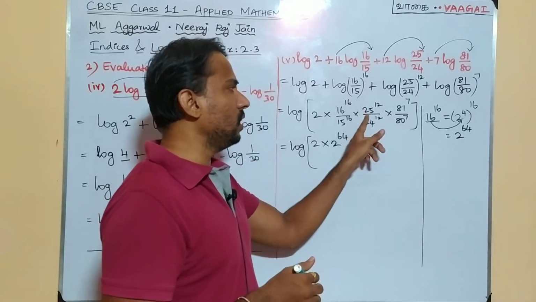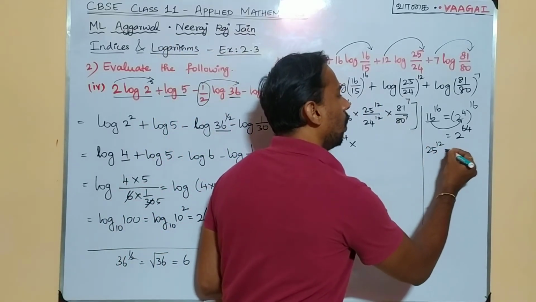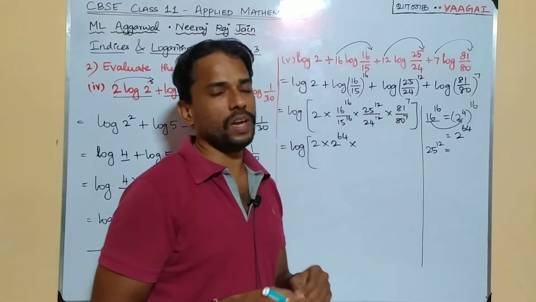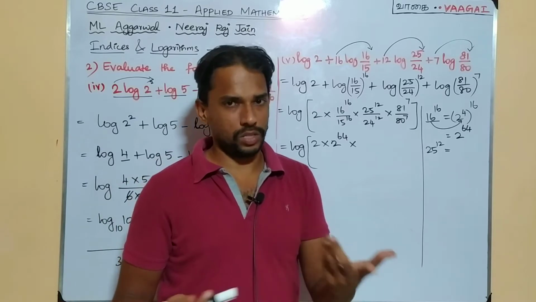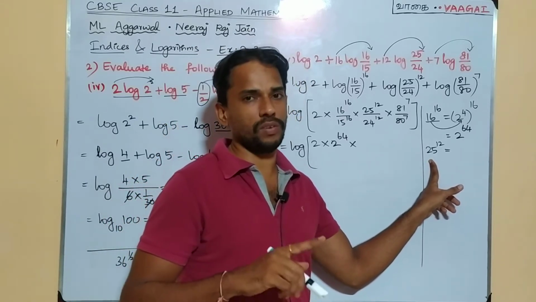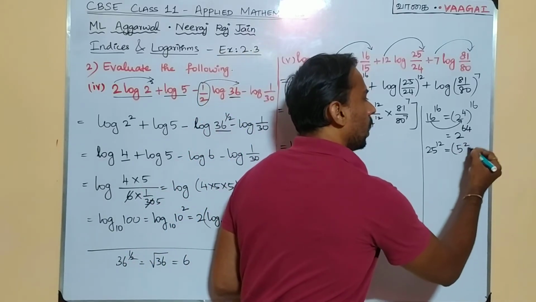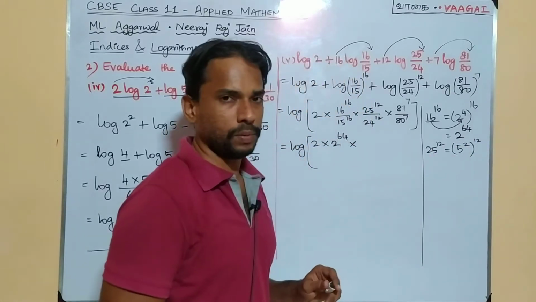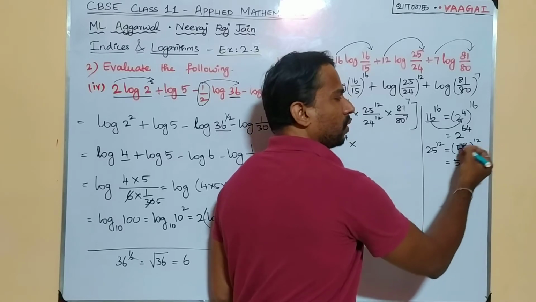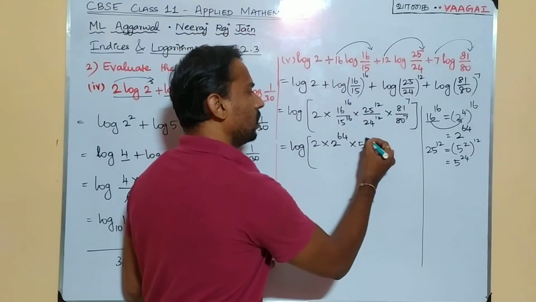Now next we have 25 power 12. Let's try to rewrite this also. How can you rewrite this? Think of 25 as what? 25 can be written as 5 square. Is it or not? If I think of a lesser number to write as a power, I can have 5 square. So 25 can be written as 5 square, again raised to power 12. So this will become 5 power 2 into 12. When we have power of power, we multiply the powers. 2 into 12 is 24. So we will have 5 power 24 here.